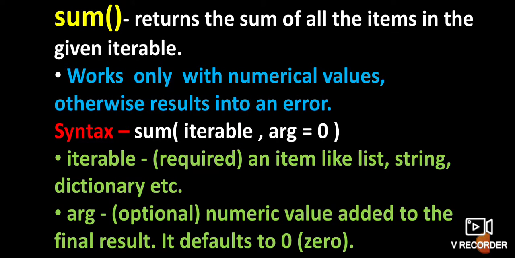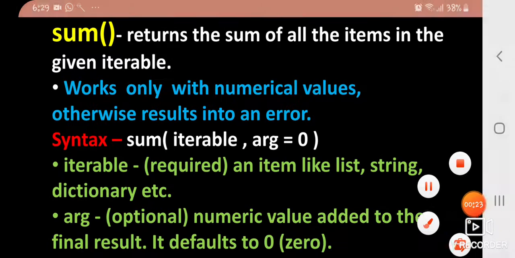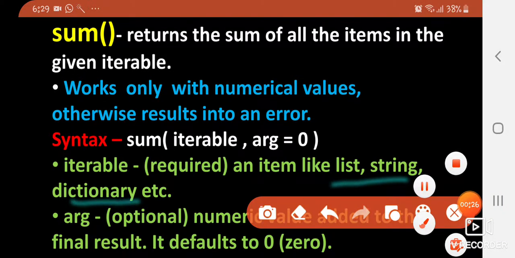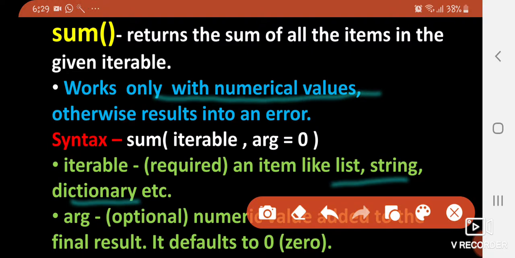The first function is the sum function, which returns the sum of all the items in the given iterable. Means इस फंक्शन में आपको एक iterable देना है, and that iterable can be something like a list, string, dictionary or tuple. Okay, and then what it will do, it will add all the elements of the given iterable and return you the result. But the thing is that this function only works with numerical values, otherwise it results in an error. So whatever iterable you give, that iterable must contain numerical values only.